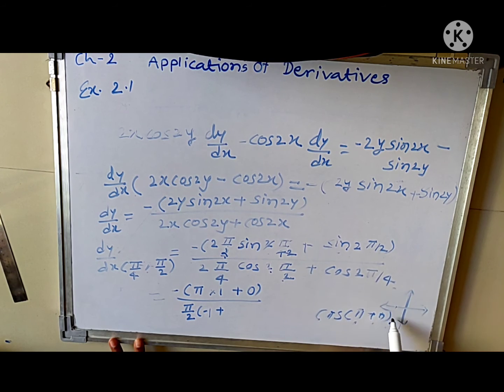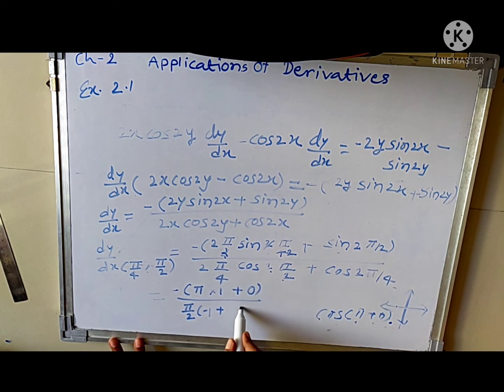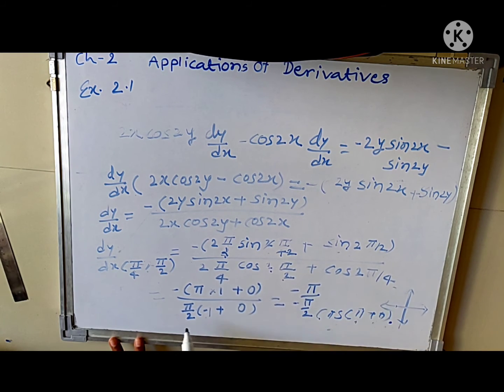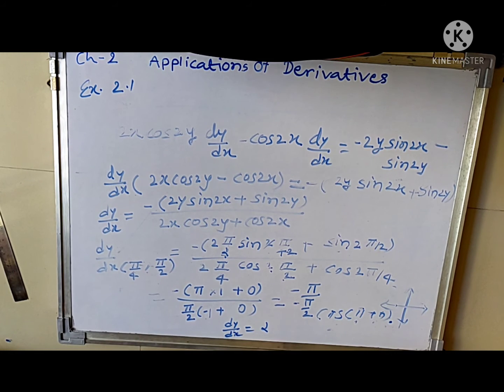But cos is not positive in the third quadrant, therefore it is a minus, therefore it is minus 1, and the sine term is 0, therefore you have to write minus pi upon minus pi by 2, minus minus plus, therefore dy by dx is equal to 2. Then the slope of the tangent at the point is 2 there.